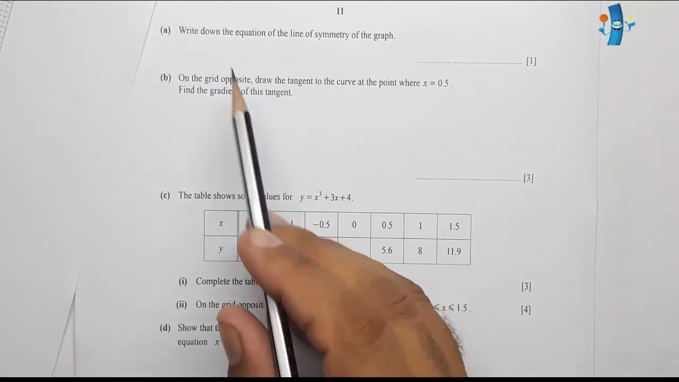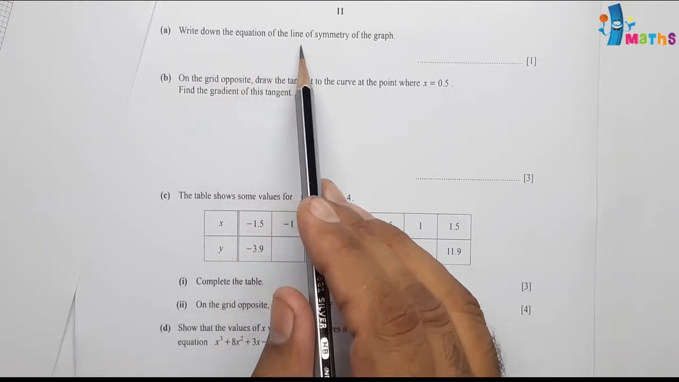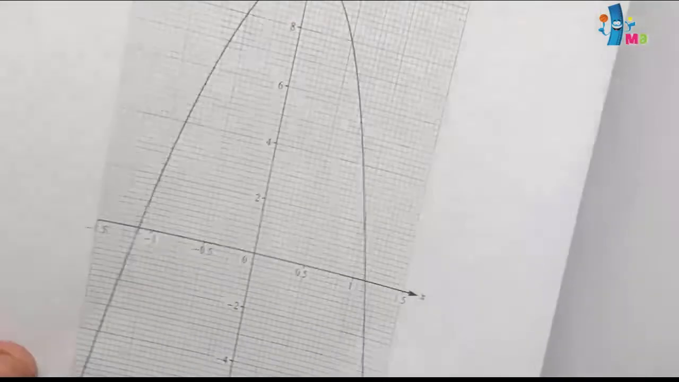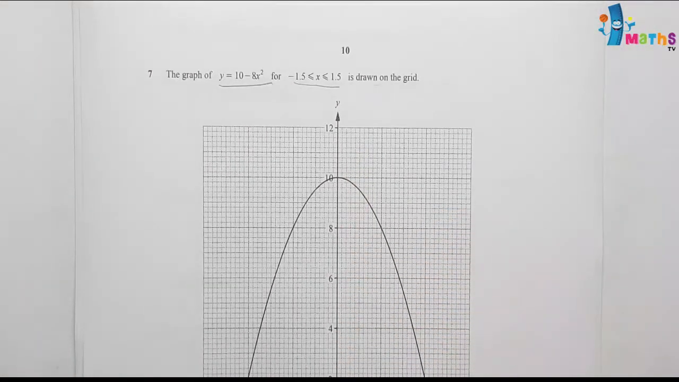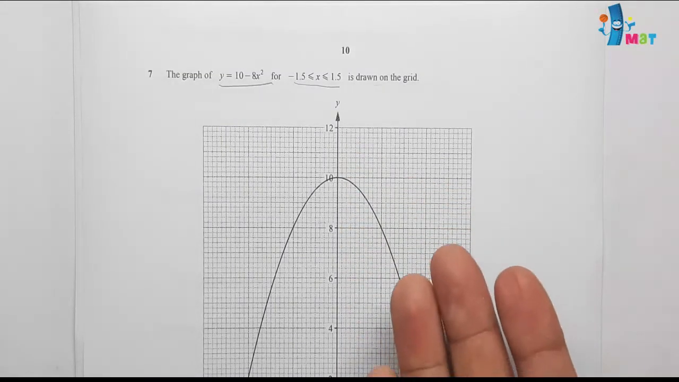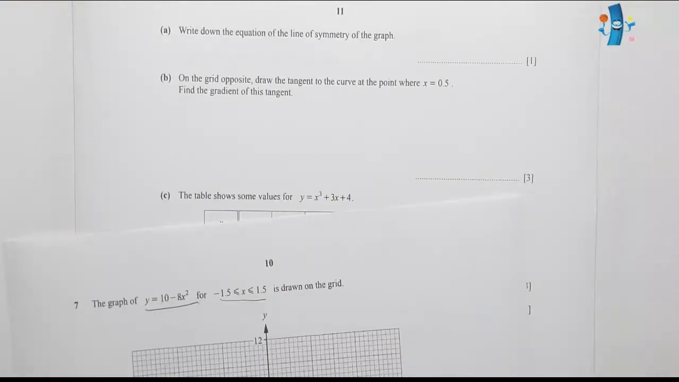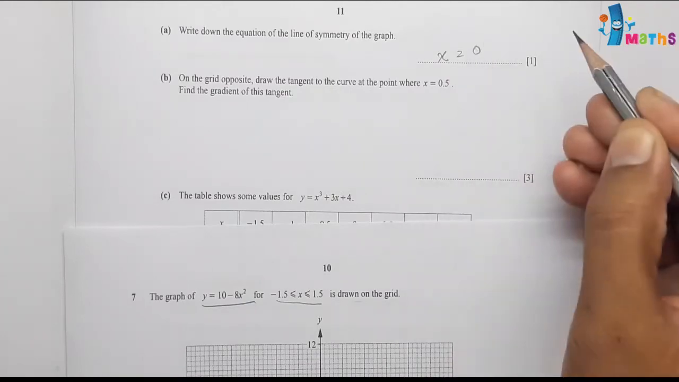Okay, so they're saying a part, write down the equation of the line of symmetry of the graph. So you can see this is the symmetry line. This one is line of symmetry. So y-axis is line of symmetry, equal on both sides. So x is equal to 0 is line of symmetry. So we can answer here x is equal to 0.